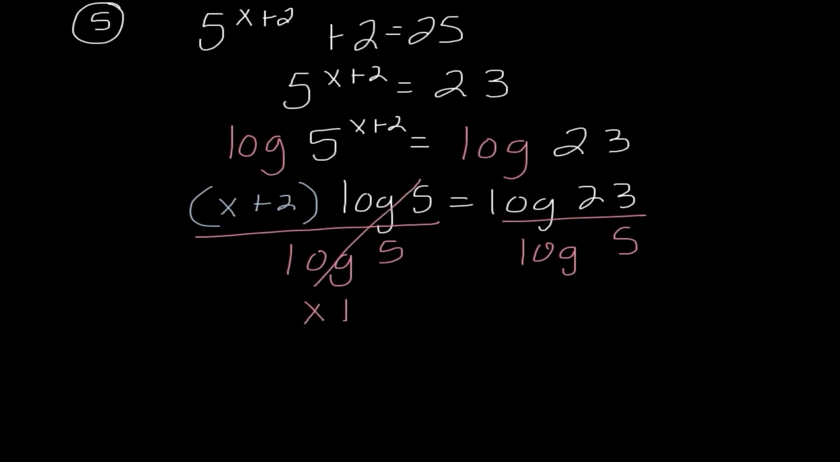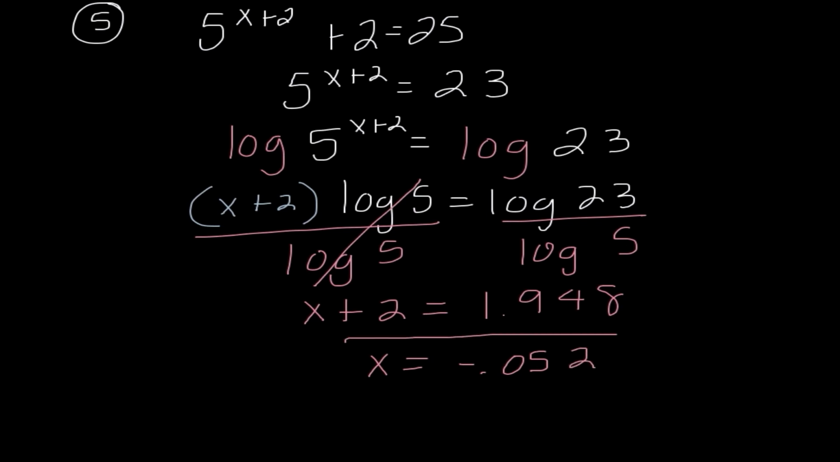So then I have x plus 2 equals, and the rounded value here is 1.948. When I subtract 2 from that, I end up getting negative 0.052. Now obviously I need to double check this in my calculator, but when I do check it in my calculator, I see that it makes a true statement.